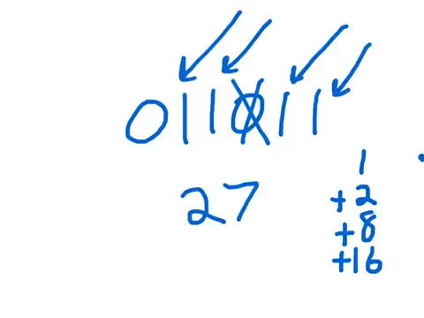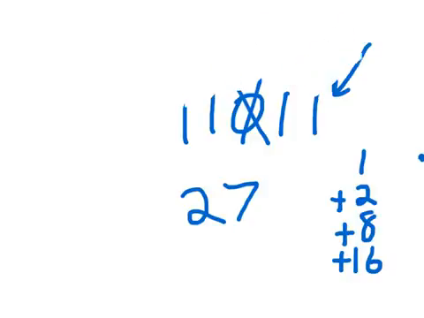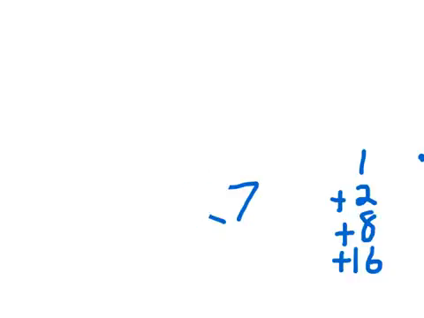So that's how you do it. You just add together the place values that have a 1 in them. Now, this explains how you can convert any binary number from binary, base 2, to decimal, which is base 10.